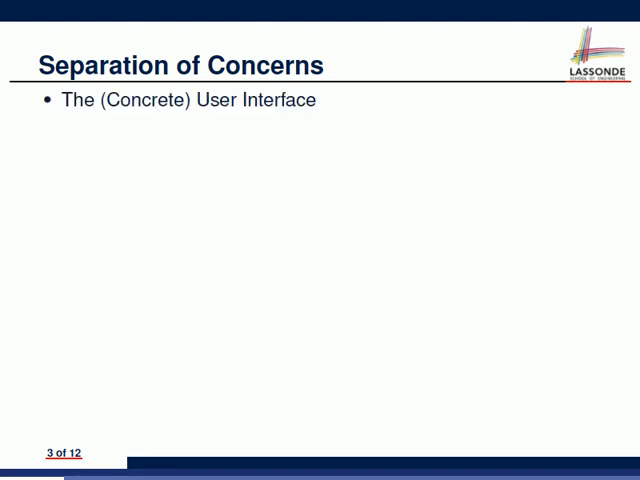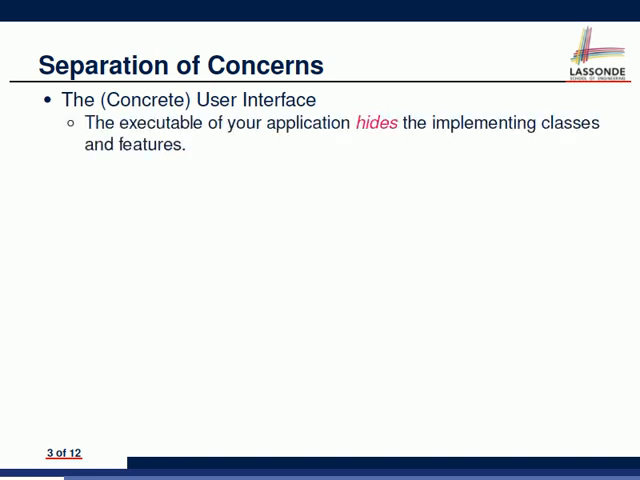Okay? So now, first of all, let's talk about the concrete user interface. So what options do we have? So for the concrete user interface, when you have the executable for your project or for whatever programming language you're building, once you get the executable, all the classes, methods, features, or functions, they are basically hidden. So the users just cannot see them. That's why you need the interface to actually interact with.